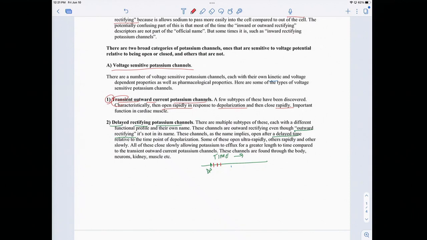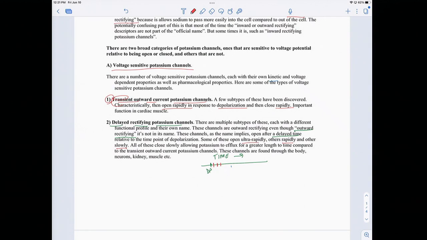And in some of the names you'll run across, you'll have some that are considered ultra rapid, some that are rapid, and some that are slow. The ones that are ultra rapid are the ones that will open a little bit after the depolarizing event, but they're the fastest of this class. And then you have the ones that are pretty slow.